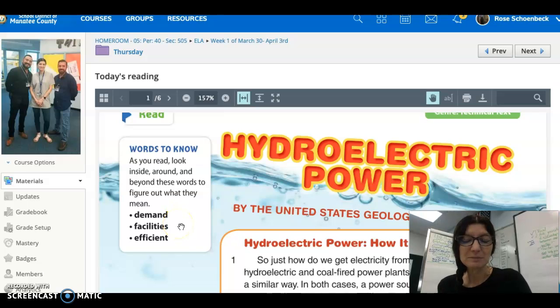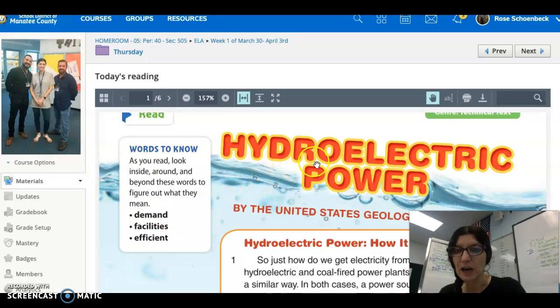Facilities, well, we're going to read to see what that word is. And efficient. Facilities could actually mean several things. We all have facilities in our bodies that work like systems, or facilities could be the school here where I'm at. There's a large facility here that houses teachers and students, okay? And efficient means doing something really good.